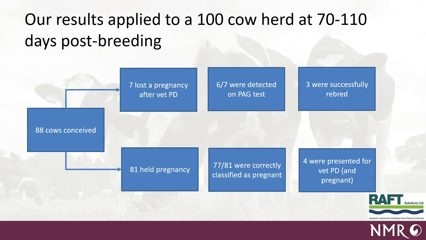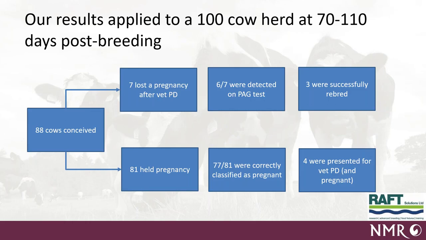From those 1,000 cows into this 100 cow herd, we had 88 cows conceive. So there was some selection at the beginning. We wanted cows that were going to have a pregnancy that we could follow through, so there was a little bit of bias in the selection of those cows. That's obviously a good conception rate. So 88 of those cows conceived.